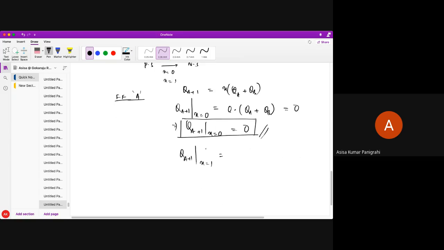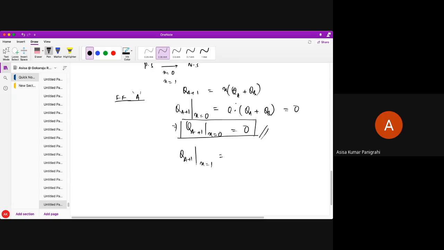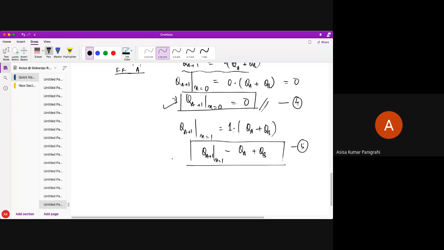Are you understanding? Now similarly, QA plus 1 at x equal to 1. What have I got actually? QA plus 1 is this one, which I have taken from equation 1. For x equal to 1, I have put in QA or QB. So 1 AND with QA or QB means nothing else but QA or QB. So this is my QA plus 1 at x equal to 1. This is my equation number 4, and this is my equation number 5. For flip-flop A, I have derived the transition equations like this.